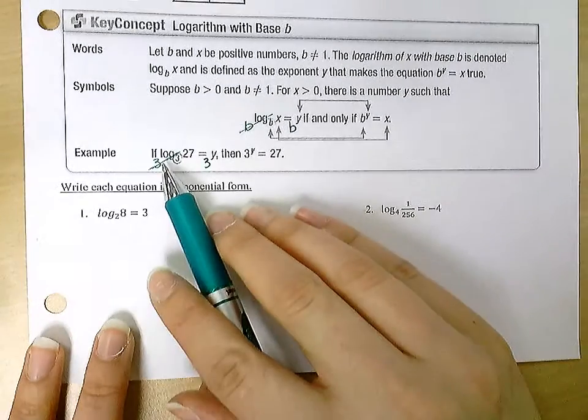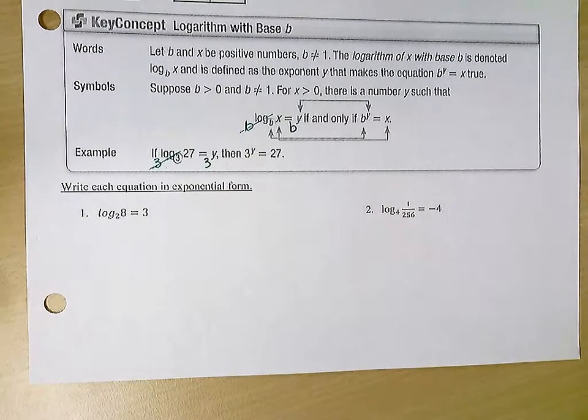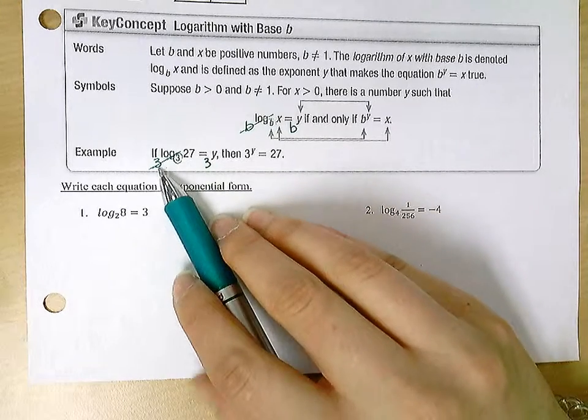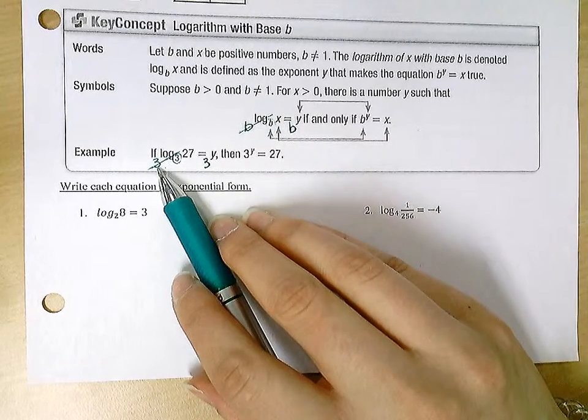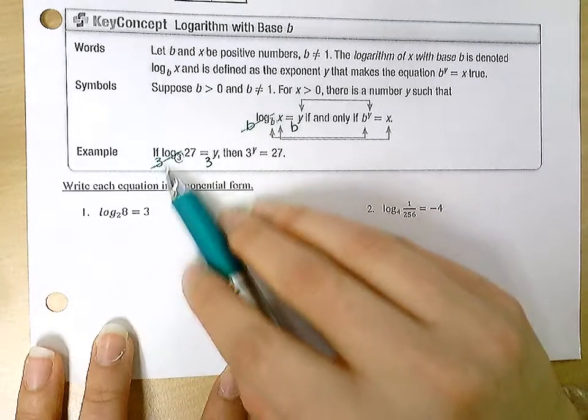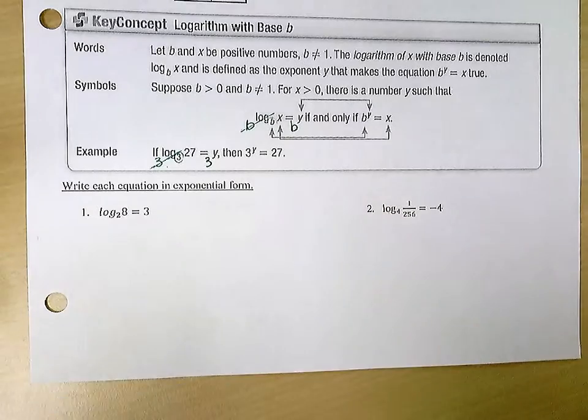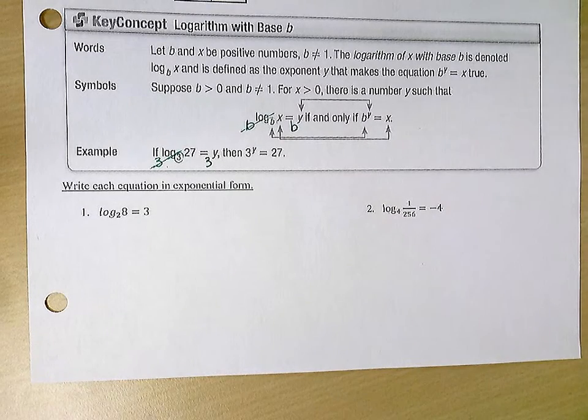Because you're bringing in the base. Since this 3 right here is a base of that log, you have to bring in a base of an exponential. So I brought in that base of an exponential, and you'd raise it to that power then.